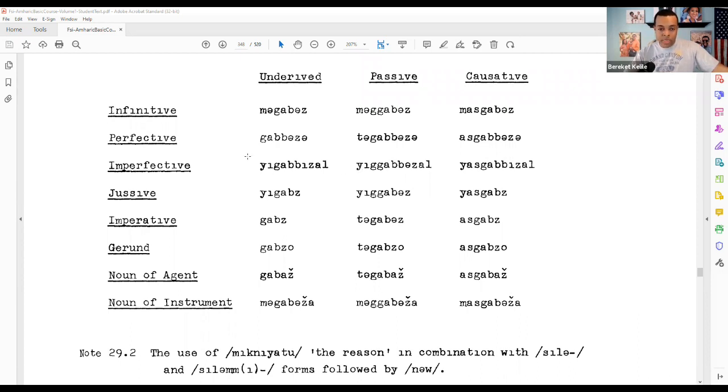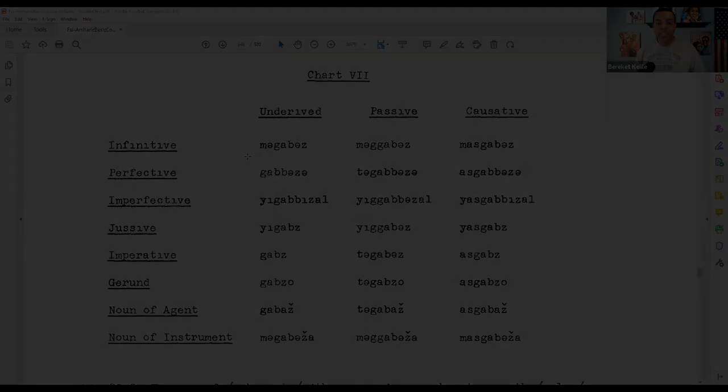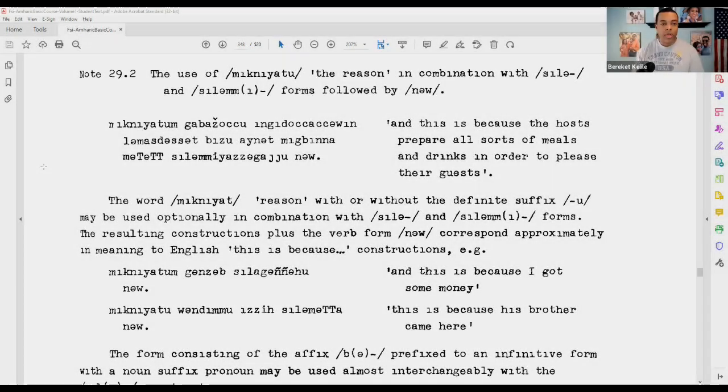So it's pretty straightforward. That's pretty much all there is to it. There's not much in the way of a lesson here, just getting you familiar with this new form. So that is Note 29.1. And now we look at Note 29.2.